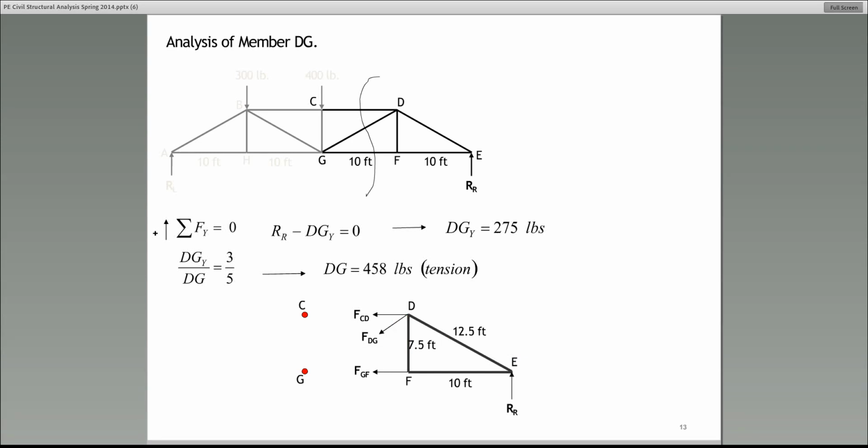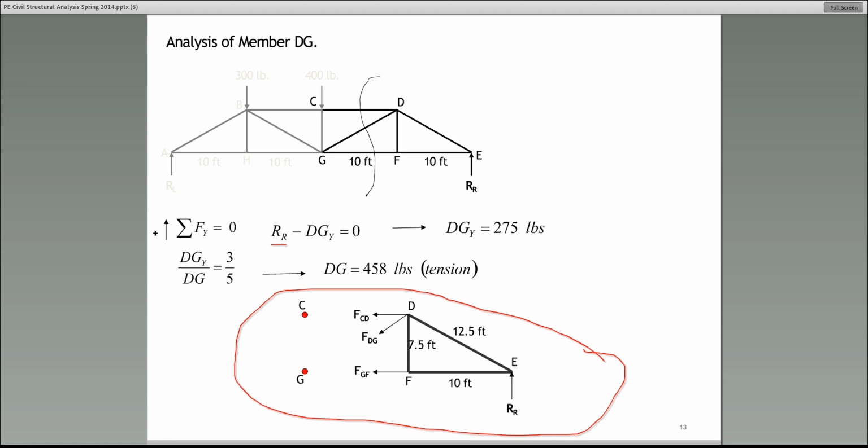In fact, on page 13, I'm showing that. Sum the forces in the y direction for the entire free body diagram for this entire section. All right. And as you can see, RE minus DGY is equal to 0. So then DGY would be equal to 275 pounds. Pay very close attention here. DGY, that's the y component of the force in member DG. That's 275 pounds. That is not the answer, though. That's not the force in GD. That's only the y component of the force in GD.